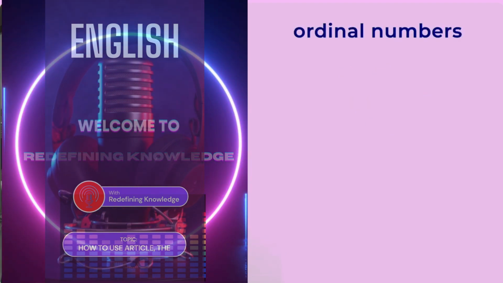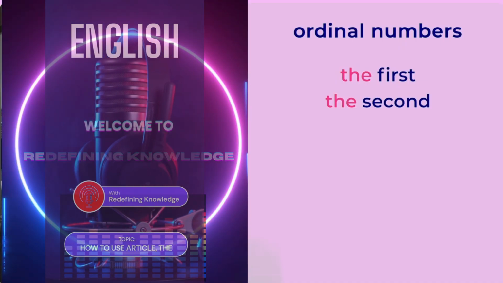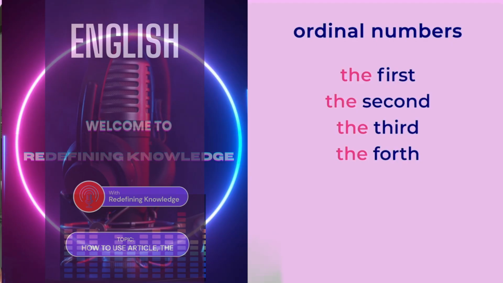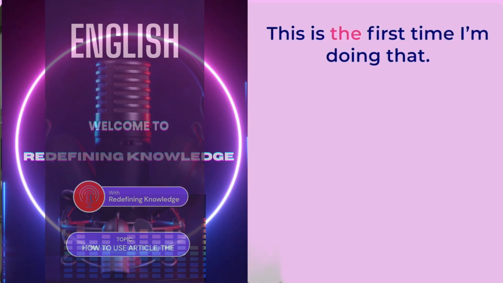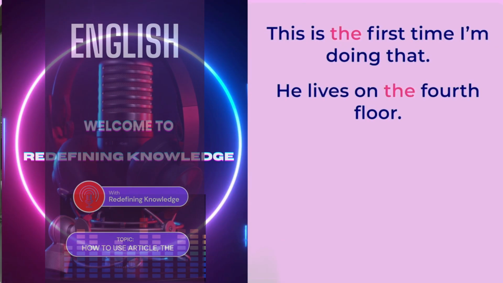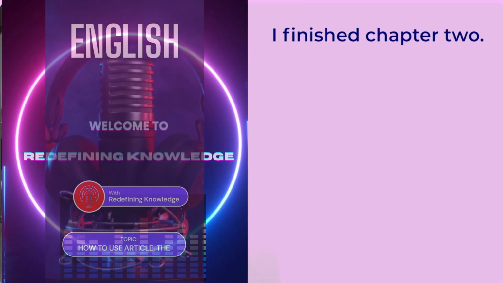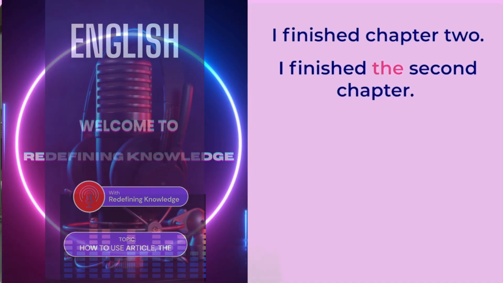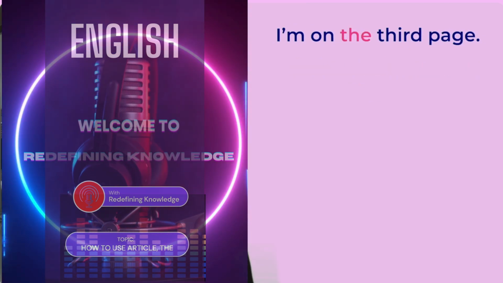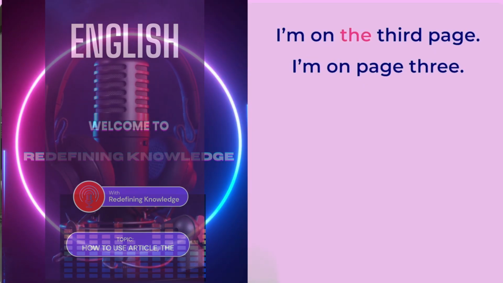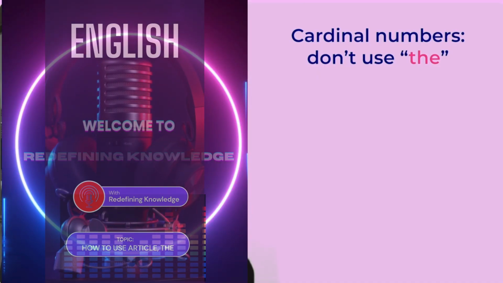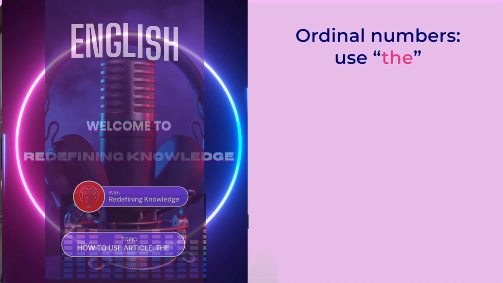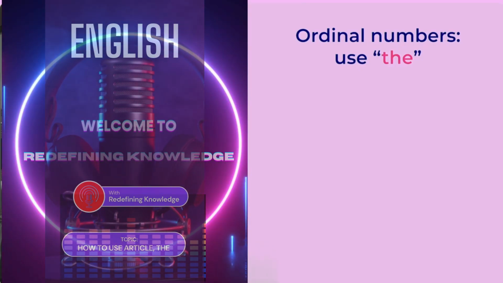So remember for ordinal numbers, the first, the second, the third, the fourth, and the 20th, the 100th, we need "the." This is the first time I'm doing that. He lives on the fourth floor. Let's compare these two sentences. I finished chapter 2. I finished the second chapter. I'm on the third page. I'm on page 3. So for the cardinal numbers 1, 2, 3, 4, we don't use "the." For ordinal numbers, first, second, third, fourth, we use "the."